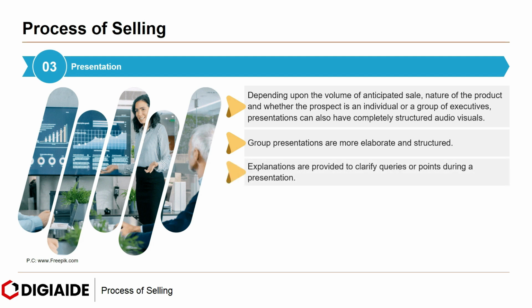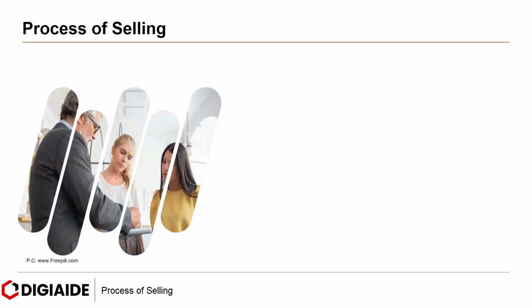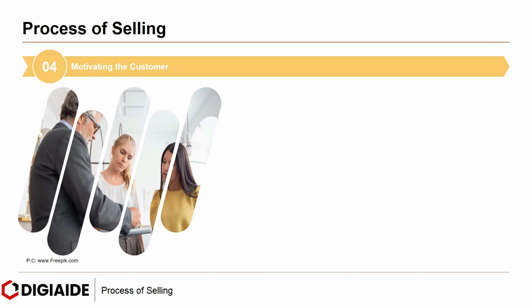Explanations are provided to clarify queries or points during a presentation. Whenever applicable or necessary, product demonstrations are provided. The first step towards stimulating a customer is a sales presentation. Next in line, motivating the customer. Two separate actions are called in order to stimulate or motivate a customer.